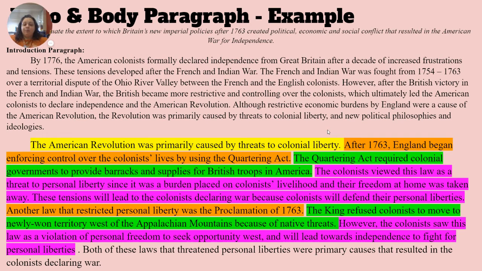So we have this introduction, this assertion of the Quartering Act. Now we have to prove that we know what the Quartering Act is. We have to prove it with a definition. The Quartering Act required colonial governments to provide barracks and supplies for British troops in America.